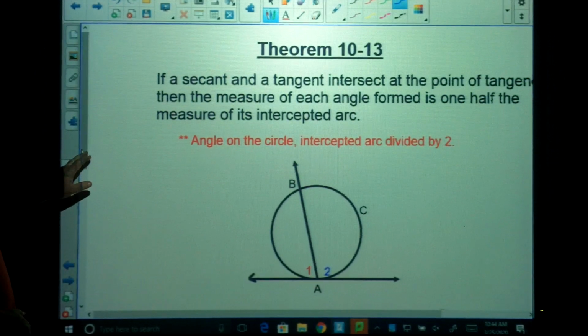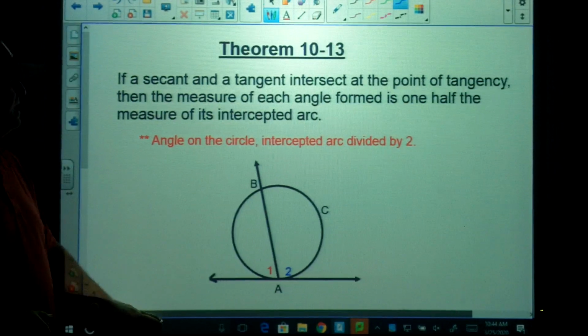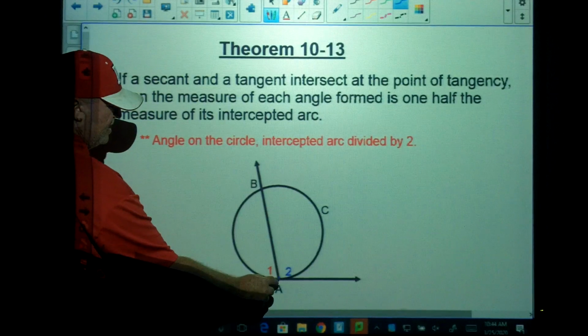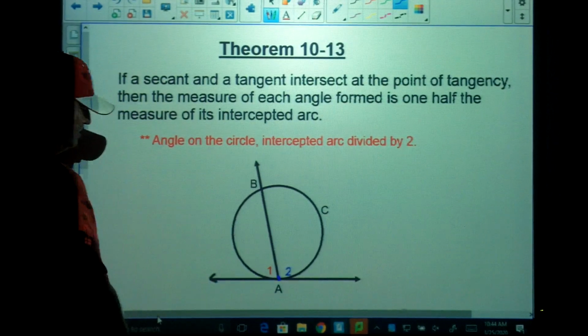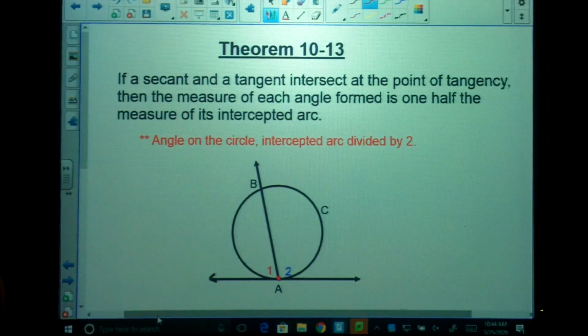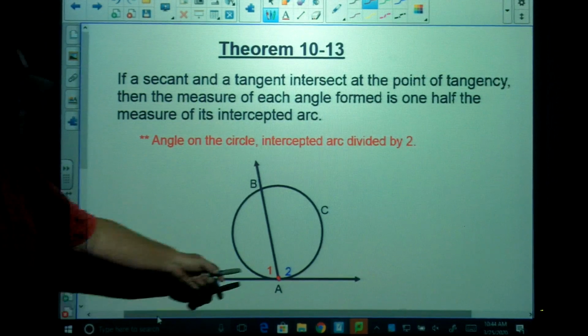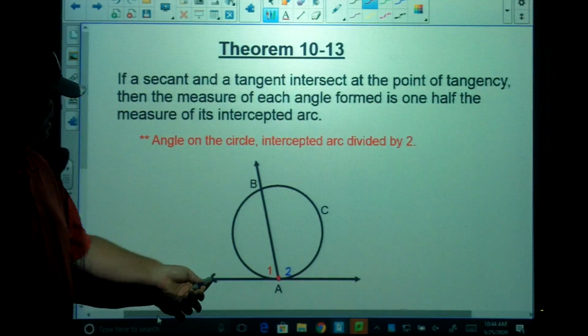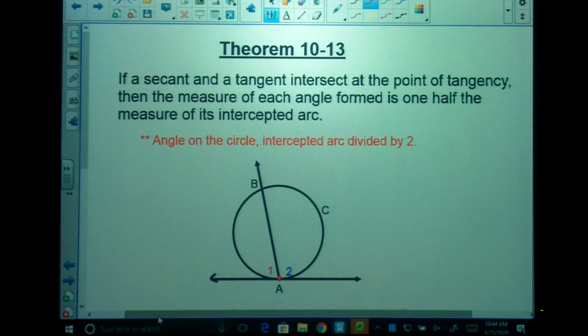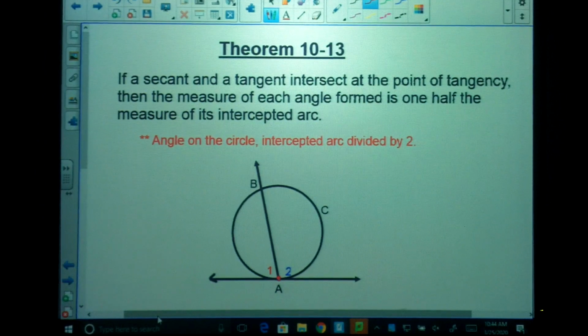Now, if a secant and a tangent intersect at the point of tangency, here's our point of tangency right here. That red so you guys can see it. There's our point of tangency. We have a secant right here and a tangent that are meeting at that point of tangency. The measure of each angle formed is 1/2 the measure of its intercepted arc.